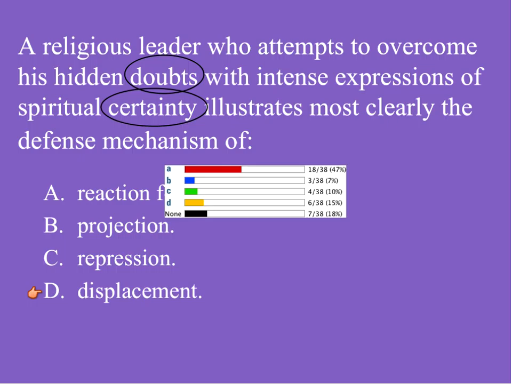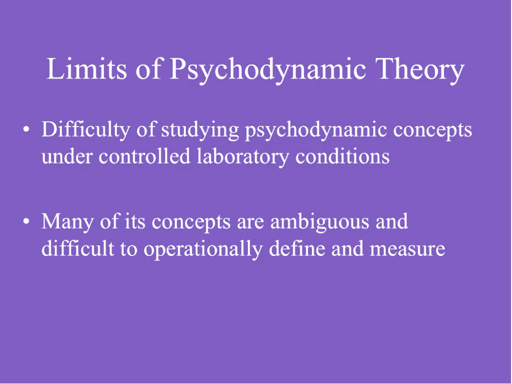All right. So let's finish up this segment on Freud by talking about some of the limitations, some of the criticisms. There's difficulty in studying lots of his concepts under controlled laboratory conditions. Basically, this boils down to he's got a lot of stuff in his model that involves what we call unobservables. And those things really don't lend themselves well to scientific psychology, right, where we're trying to observe and measure things. His concepts are ambiguous and difficult to define and measure.